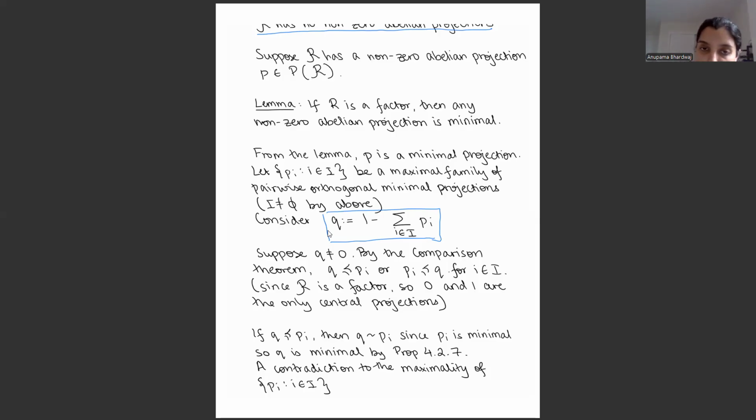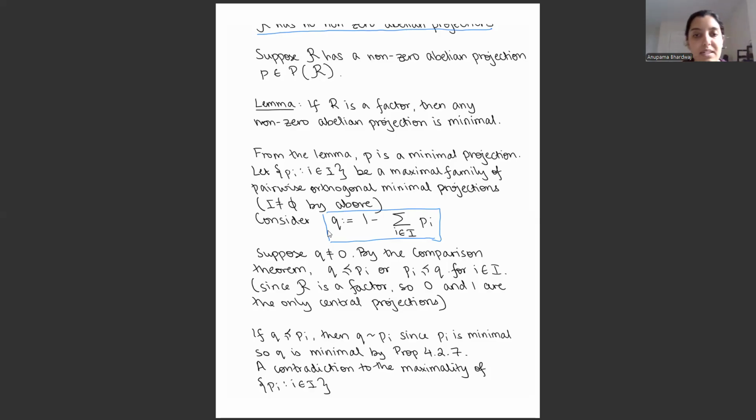Suppose Q is not equal to 0. Then by the comparison theorem, I have that Q is squiggly less than or equal to P_i, or P_i is squiggly less than or equal to Q, for i in I. And why does the comparison theorem give me this? Because we have that R is a factor, right? So there are only two central projections, 0 and 1.